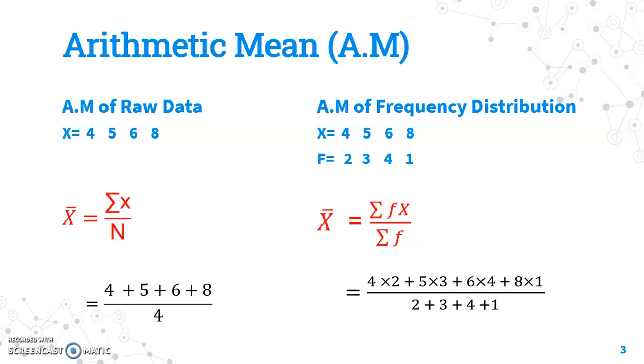So understand the difference in two formulae. The first formula is for raw data where frequencies are not associated, and second represents arithmetic mean of frequency distribution. So in second formula we have multiplied by F in the numerator, and instead of dividing by N we have divided by summation of F.